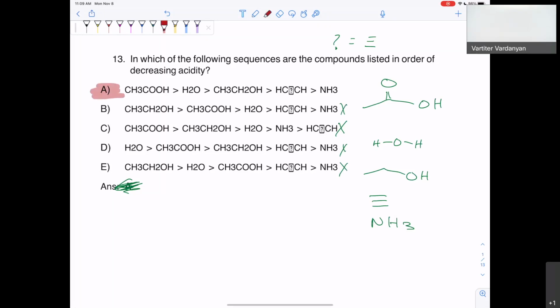So how do we feel about this one? Pretty good. A lot of the questions on this exam are kind of like this, where you can narrow it down to 1 or 2 answer choices just by knowing a little bit.